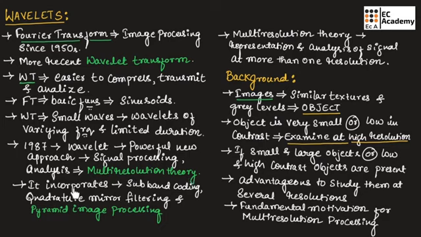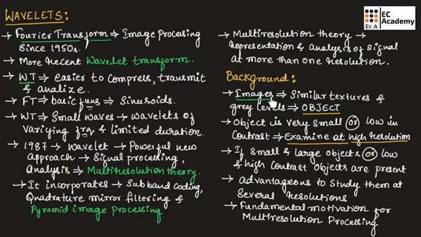The multi-resolution theory incorporates subband coding, quadrature mirror filtering and pyramid image processing. These are the transforms that are used in multi-resolution theory. As the name implies, multi-resolution, meaning multiple resolution, is used for representation and analysis of signals at more than one resolution. Now let us see the background of wavelets.